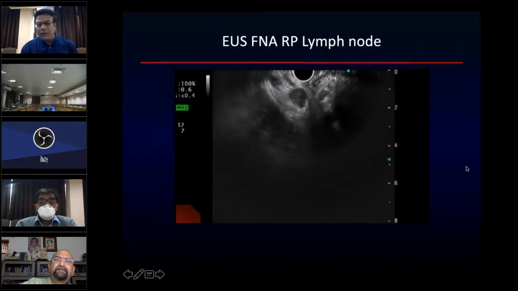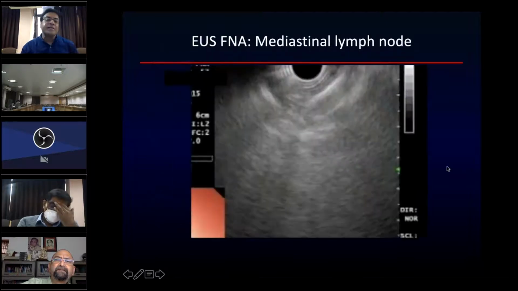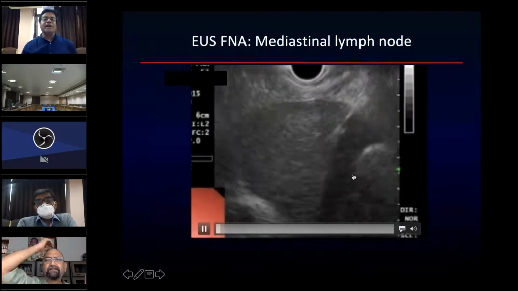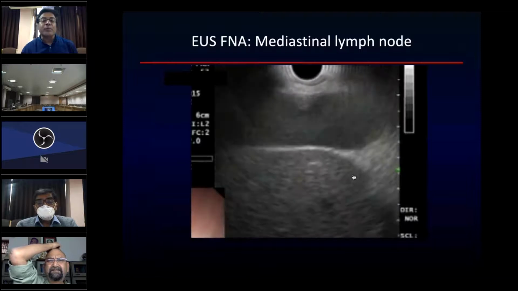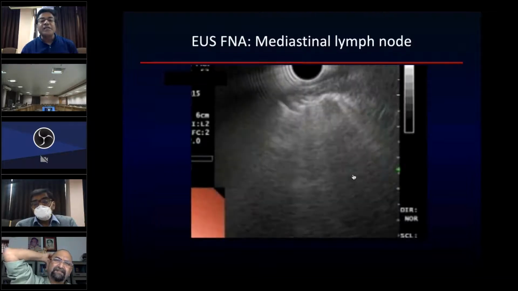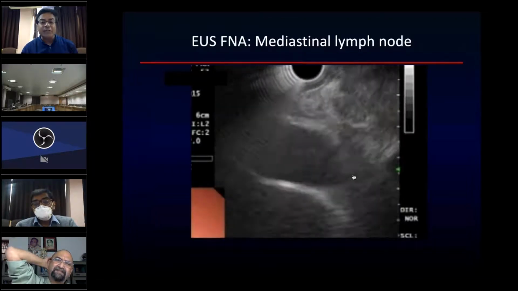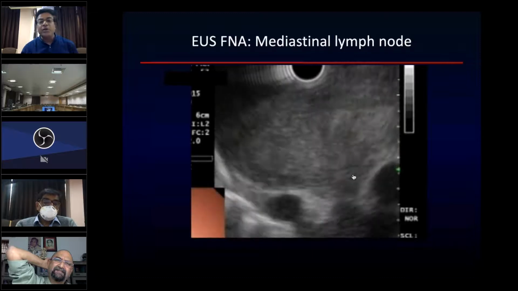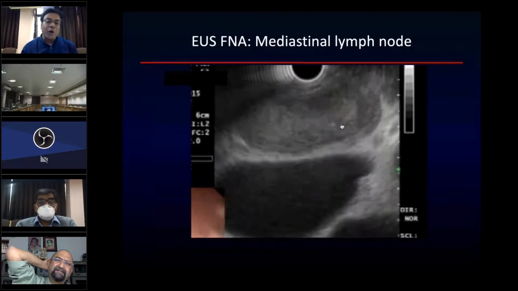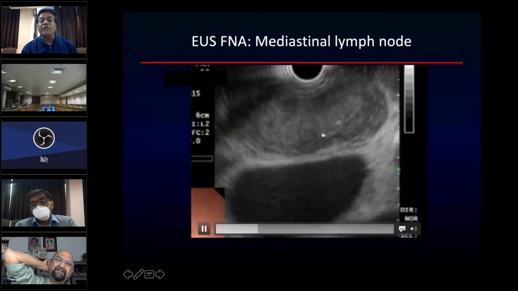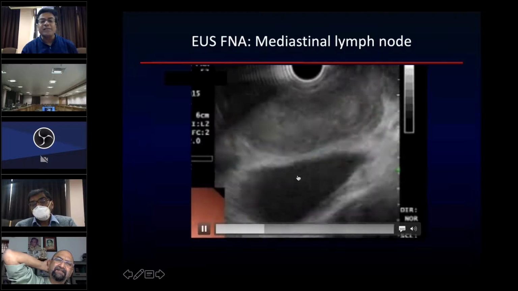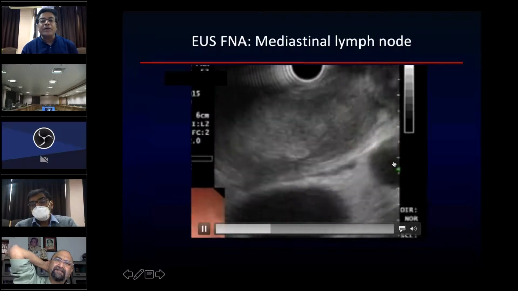While we are doing EUS in this particular case, what we found in the mediastinum is, you can see the liver coming into the picture, and this is the IVC which is going into the right atrium. This large heteroechoic structure that we are seeing as of now is a large lymph node. This is the mediastinal lymph node. This is the left atrium. This is the pulmonary artery.